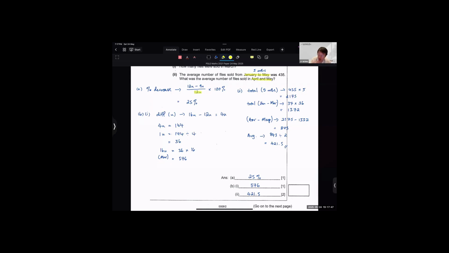So please read the question carefully. They only want the average for the 2 months. So you have to find the total of the 2 months first, then you can go and divide by 2.